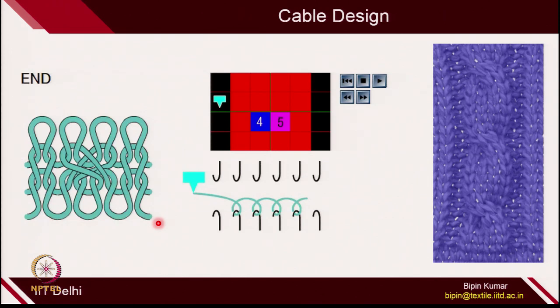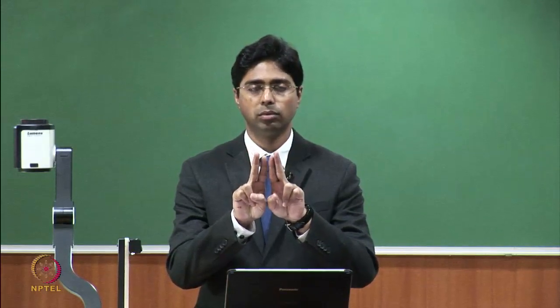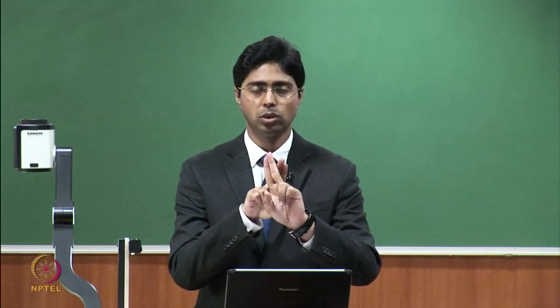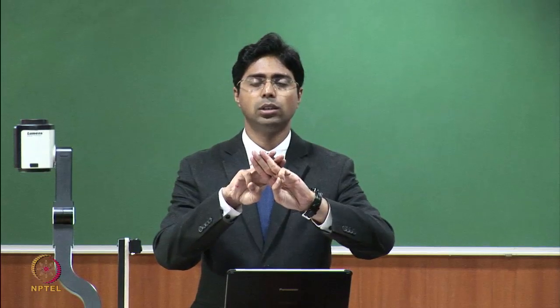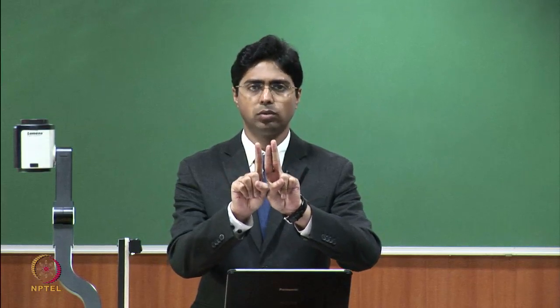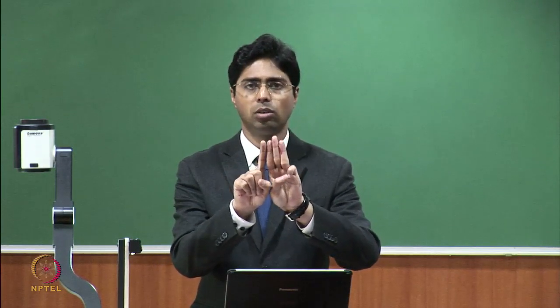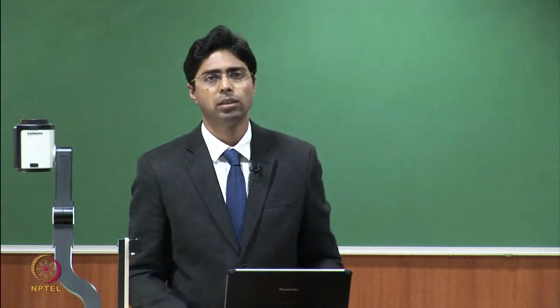So, if you interchange two loops in one course, you create a 1 cross 1 cable. If you interchange two loops each, exchanging with each other, then you create a 2 cross 2 cable, and when you exchange 3 left loops and 3 right loops with each other, it is called a 3 cross 3 cable. You can also create 2 cross 1, you can also create 3 cross 1, and a beautiful pattern will be created.